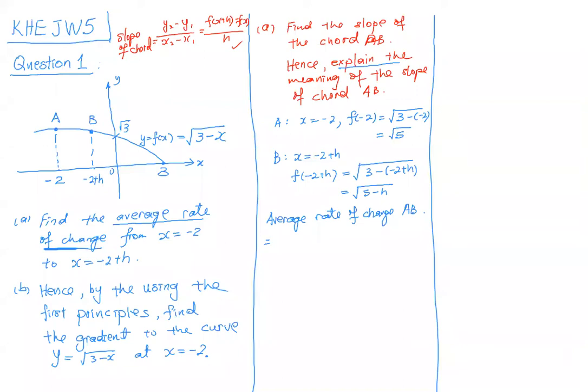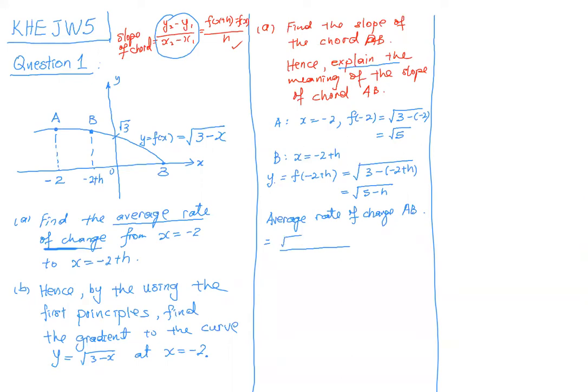Why square root 5 minus h, Azif? Y2 minus y1 over x2 minus x1. This f(x) is your y. Azif, are you awake? Yes. What should I write on top? You are using this formula, Azif. Oh, you want the full? Okay. I'm finding the average rate of change now, so what should I write here?